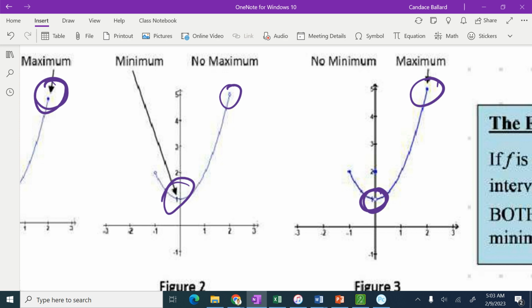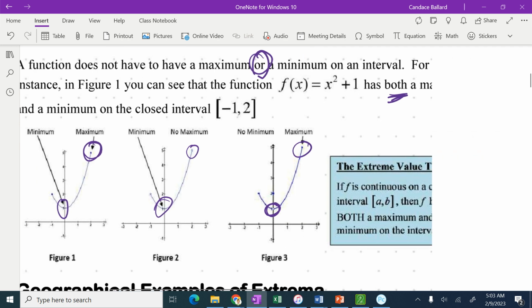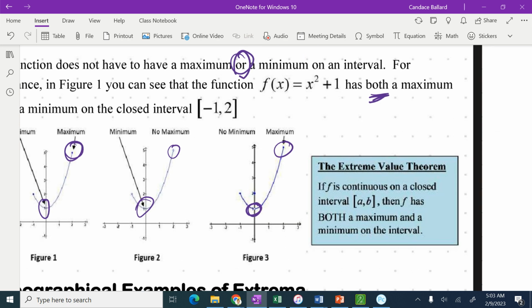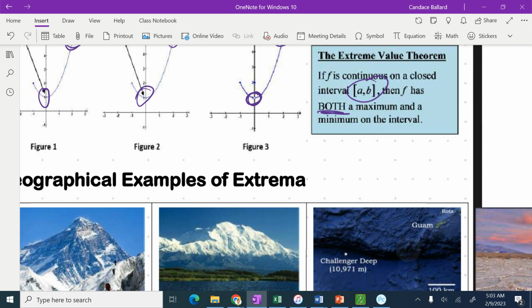So the extreme value theorem tells us if f is continuous on a closed interval a to b, then f has both a max and a min. So it doesn't matter as long as it's a closed interval, meaning these two here don't qualify as closed intervals. There has to be both a max and a min.